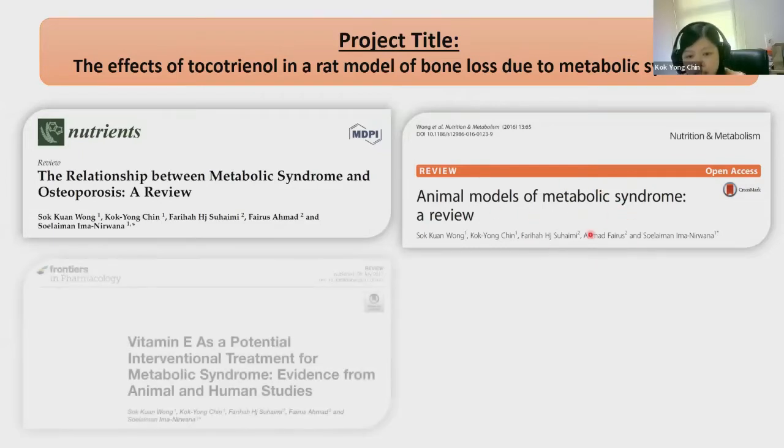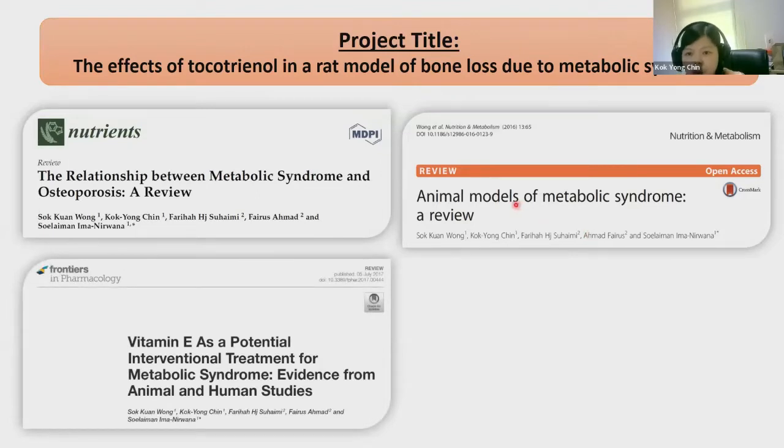And then the third one is something on tocotrienol. I wrote something to see how far the research has gone on the effects of tocotrienol on metabolic syndrome. This is the third review article that I wrote, on the effects of vitamin E as a potential treatment for metabolic syndrome. I'm looking into both animal and human studies.